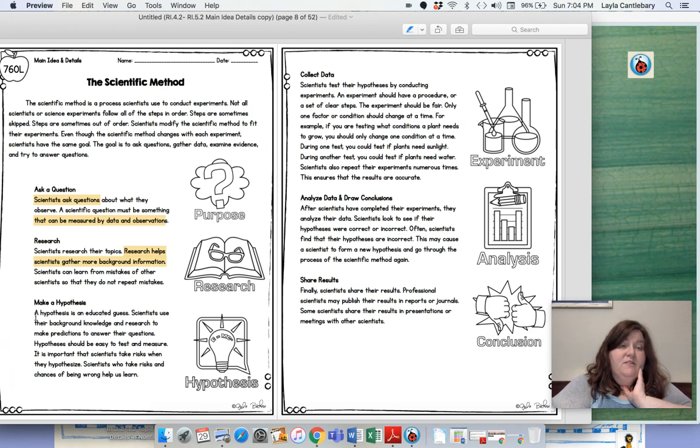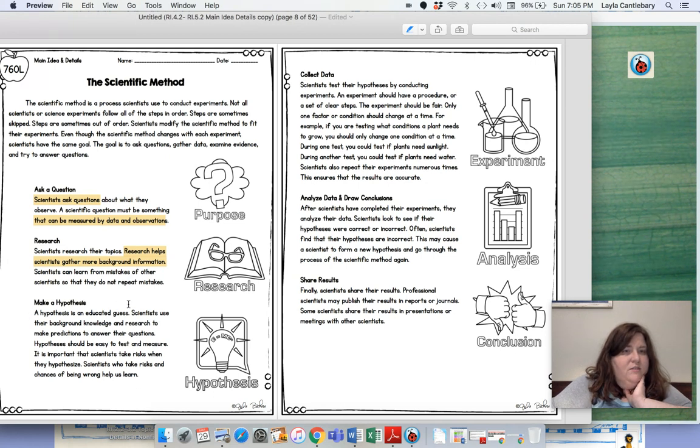Make a hypothesis. A hypothesis is an educated guess. Scientists use their background knowledge to research and make predictions to answer their questions. Hypotheses should be easy to test and measure. It is important that scientists take risks when they hypothesize. Scientists who take risks and chances of being wrong help us learn.